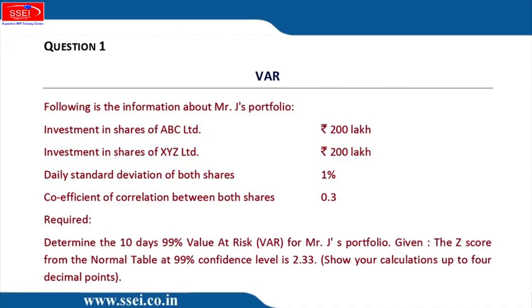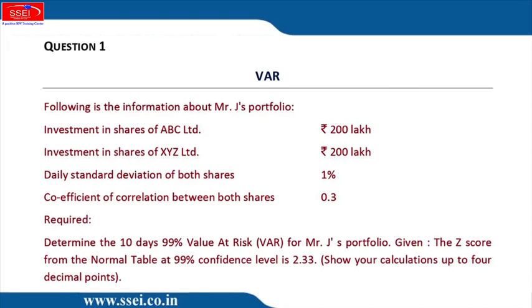So you have computed the SD of the portfolio in rupee terms. Now we are supposed to calculate the 10-day 99% VAR. So we don't want a 1-day SD, we want a 10-day SD. You know the square root rule? If 1-day SD is known, the 10-day SD is 1-day SD into square root of 10. So you get the 10-day SD.